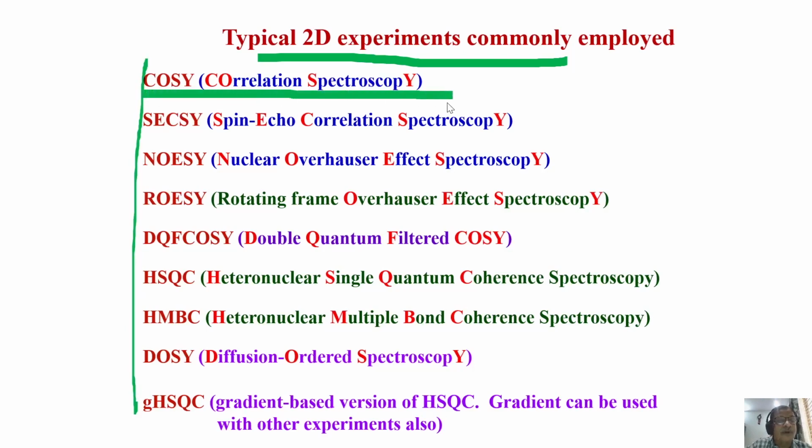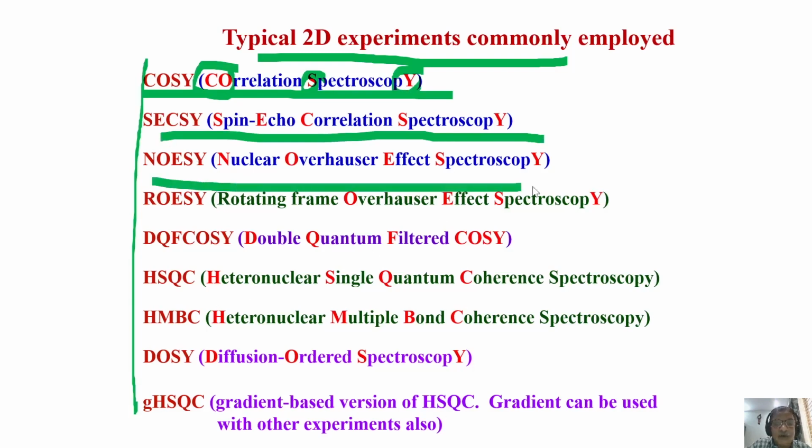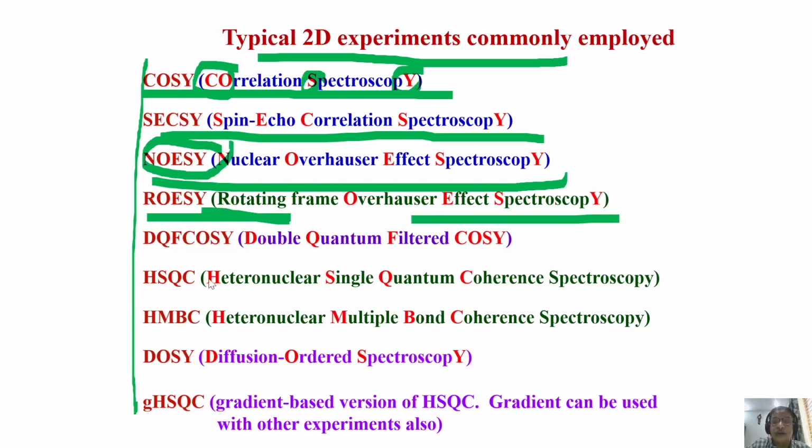Of course, you can use correlated spectroscopy called COSY, where we can correlate one piece of information with another, like chemical shift, homonuclear. We can do spin echo correlation. NOESY, nuclear Overhauser effect, we can do to get the spatial proximity information. ROESY, the same NOESY information we can obtain in the rotating frame, the rotating frame Overhauser effect. We can use double quantum filtered COSY. This COSY has certain limitations.